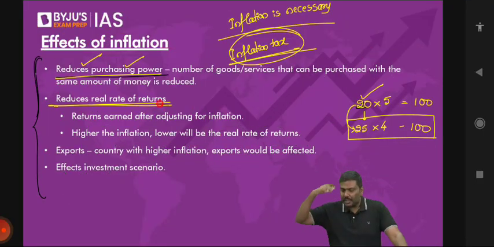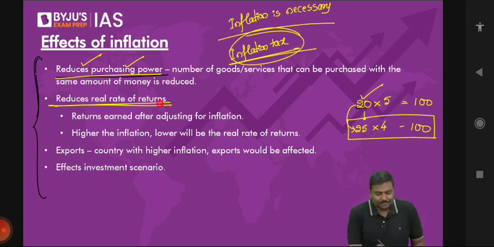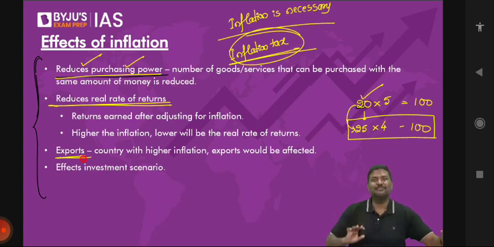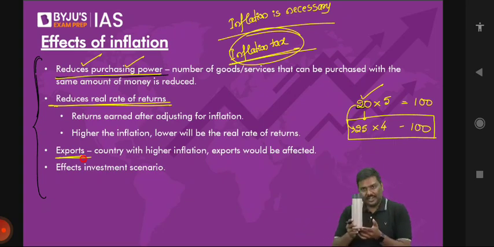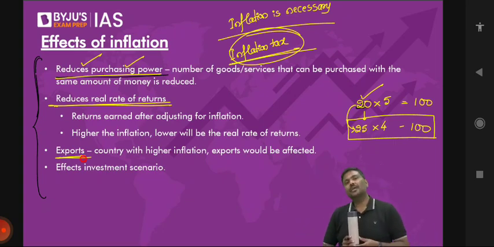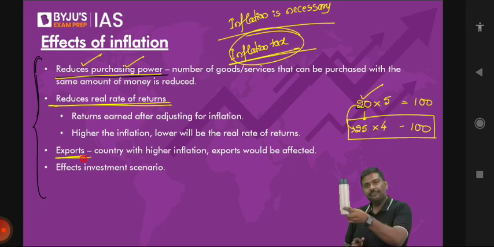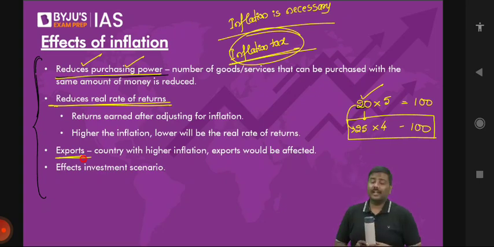Next, it will also have an impact on exports. How, sir? Let me ask you a very simple question. You're manufacturing a bottle. The cost of raw material goes up, the cost of machinery goes up, the cost of steel goes up. Now tell me, what is going to happen to the market price of the bottle? It will go up. Inflation means that only.